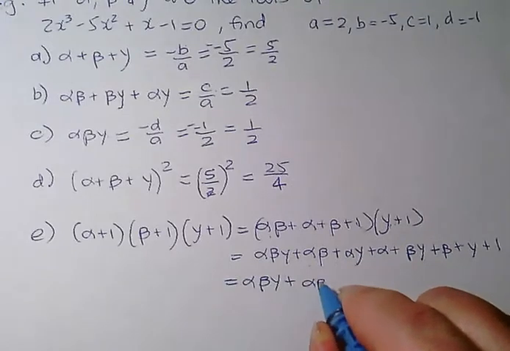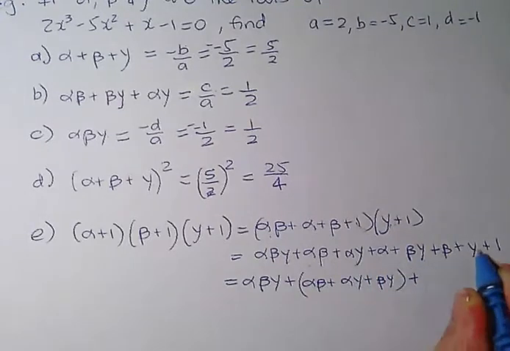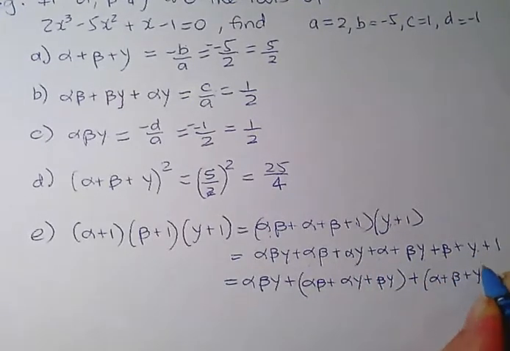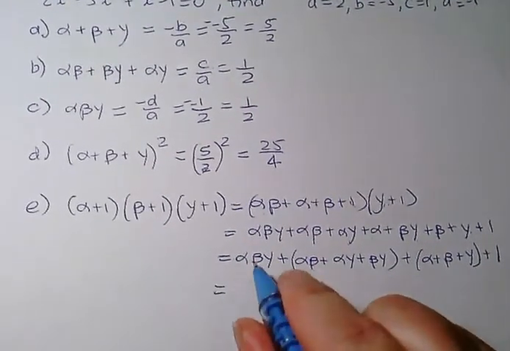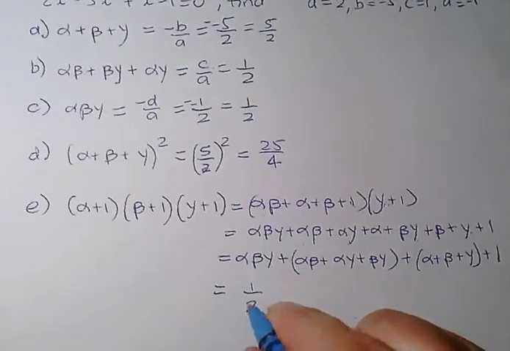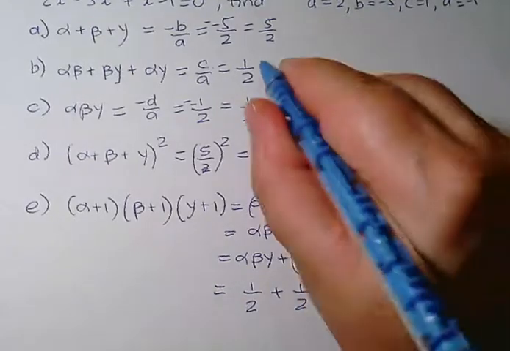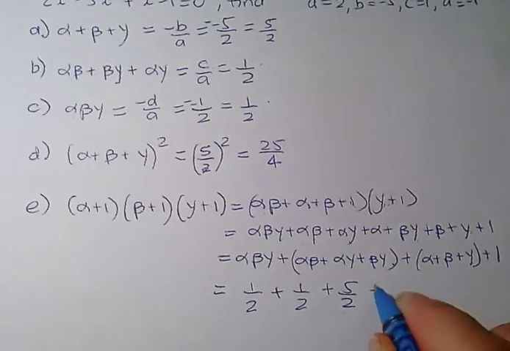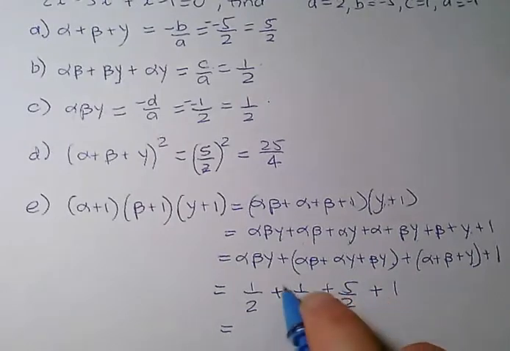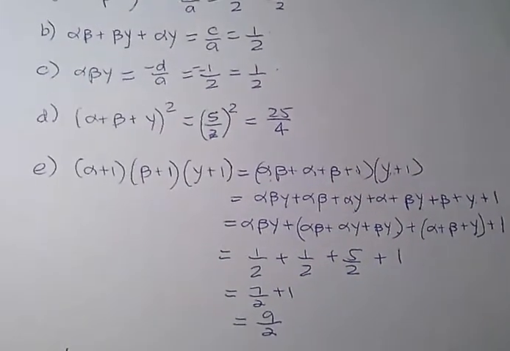So having a look at this, we've got alpha beta gamma, plus the sum of roots 2 at a time, alpha beta plus alpha gamma plus beta gamma, plus the single roots, alpha plus beta plus gamma, plus 1. So we know the values of all of these. Sum of roots 3 at a time is a half, because alpha beta gamma is a half, plus sum of roots 2 at a time is also a half from up here, plus sum of roots 1 at a time is 5 on 2, and plus 1. So we've got 1/2 plus 1/2 plus 5/2 plus 1. Now that's 3.5 plus 1, which is 4.5, or 9 on 2.